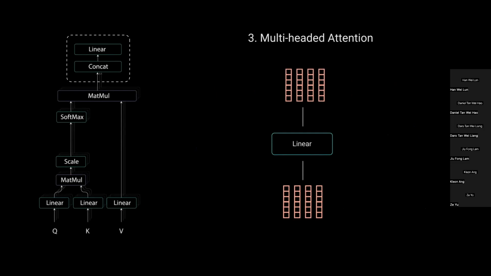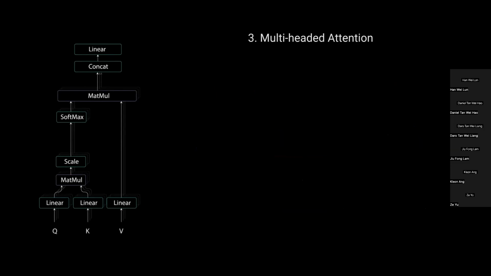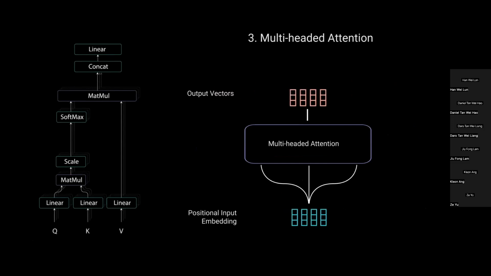Okay, so that's multi-headed attention. To sum it up, multi-headed attention is a module in a transformer network that computes the attention weights for the input and produces an output vector with encoded information on how each word should attend to all other words in a sequence.